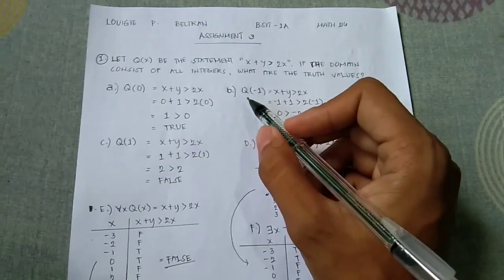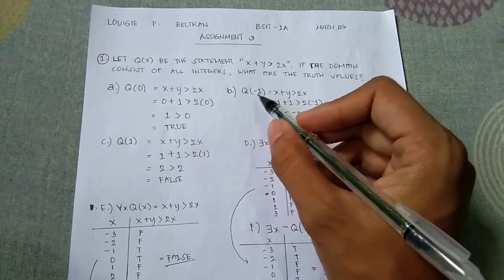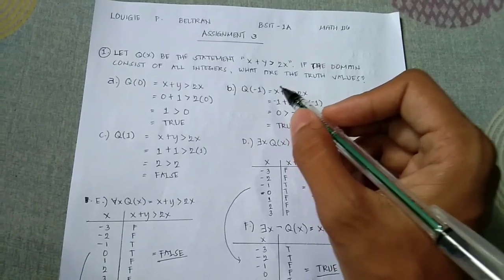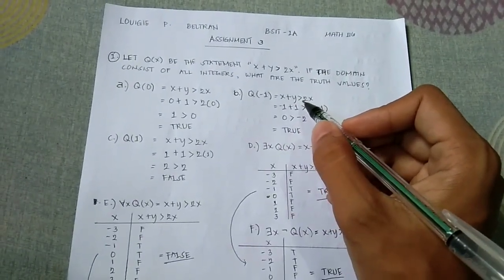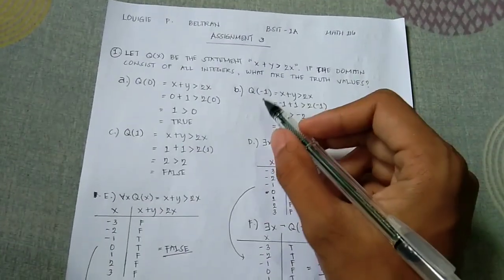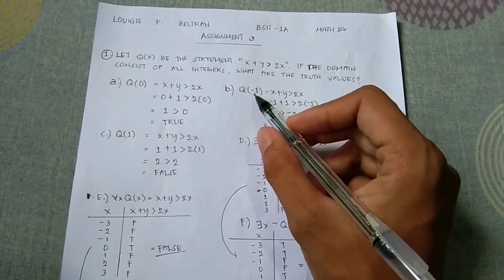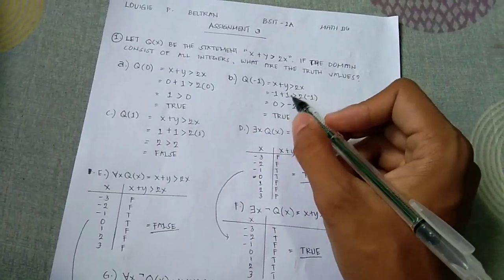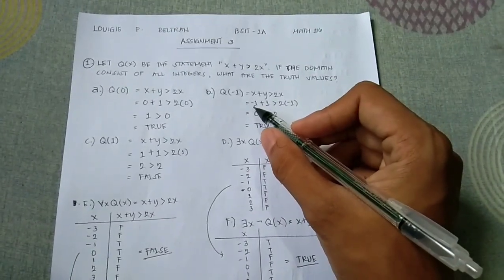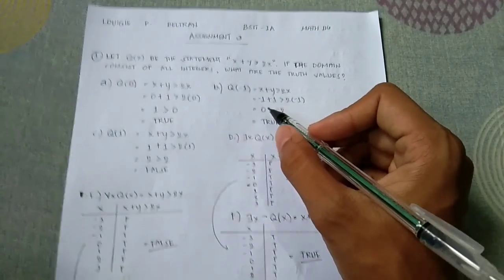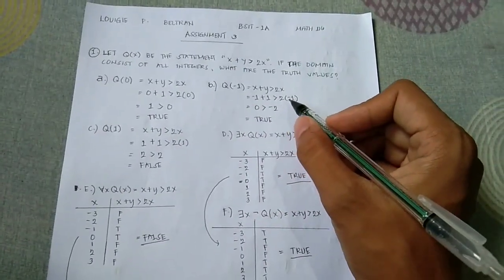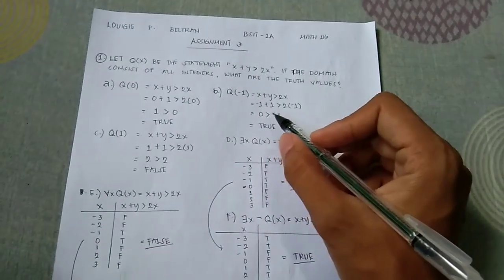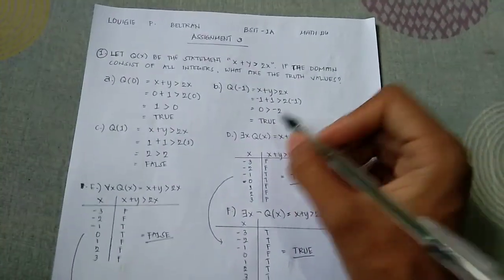B. Q of negative 1 equals x plus y greater than 2x. So we distribute the negative 1 to x and y becomes 1. Negative 1 plus 1 is 0 and 2 times negative 1 is negative 2. So 0 is greater than negative 2 is true.